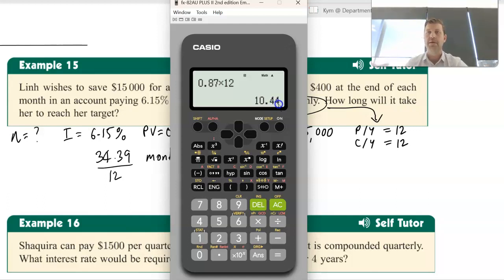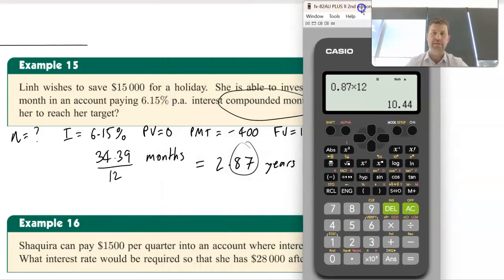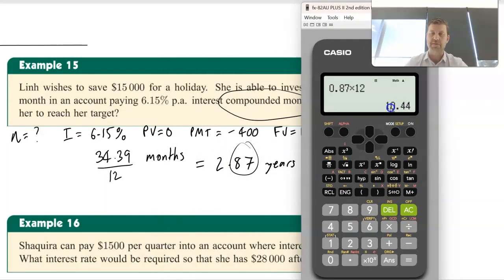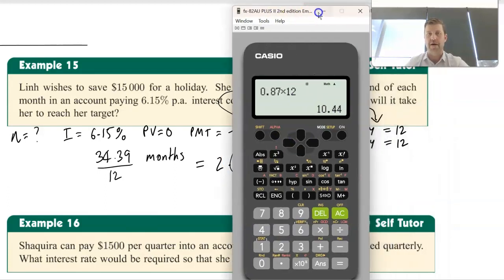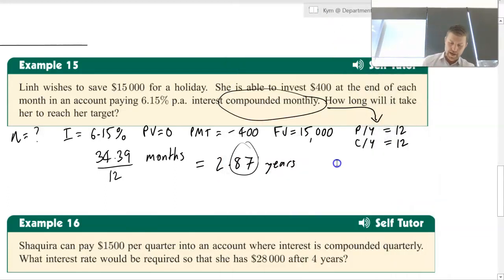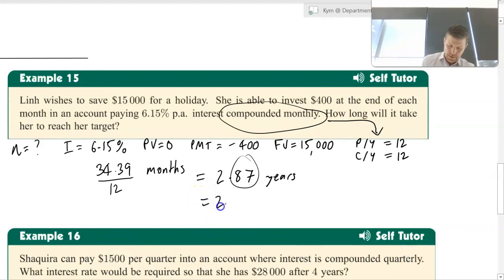And I'm going to round it up to the next month. Okay, you should always round up to the next month because at the end of 2 years and 10 months, I'm not going to quite have the $15,000 that we're looking for, but at the end of 2 years and 11 months, I will have that amount. All right, so let's round it up to 2 years and 11 months as my final answer.